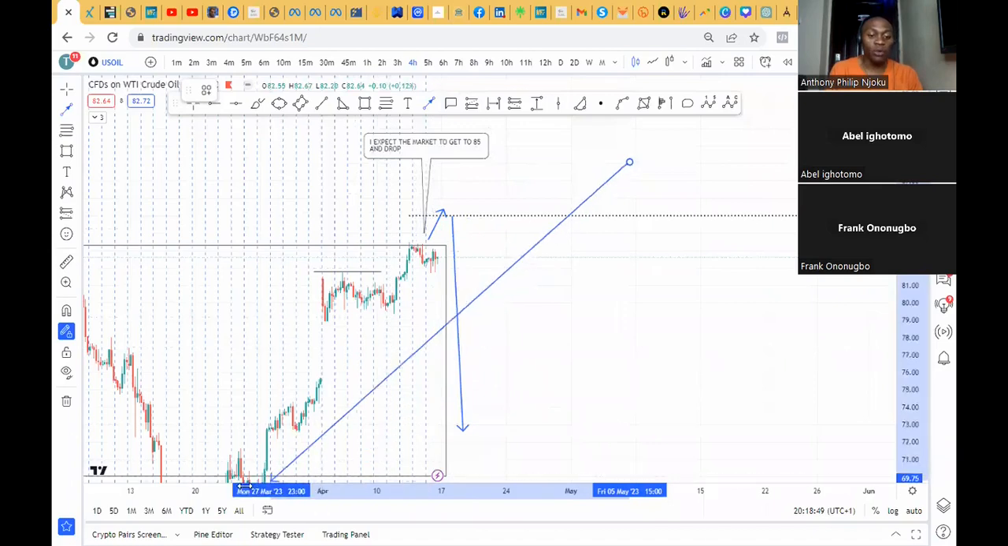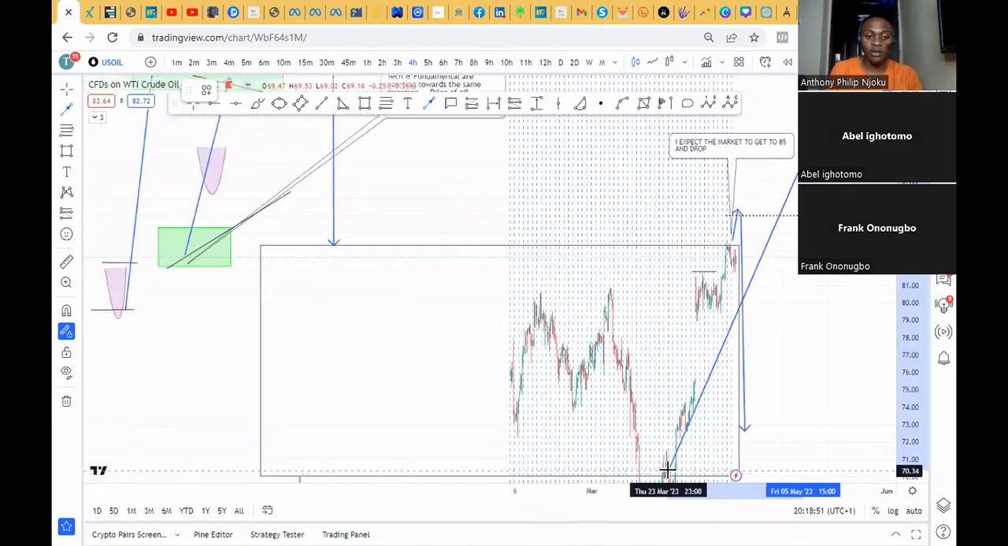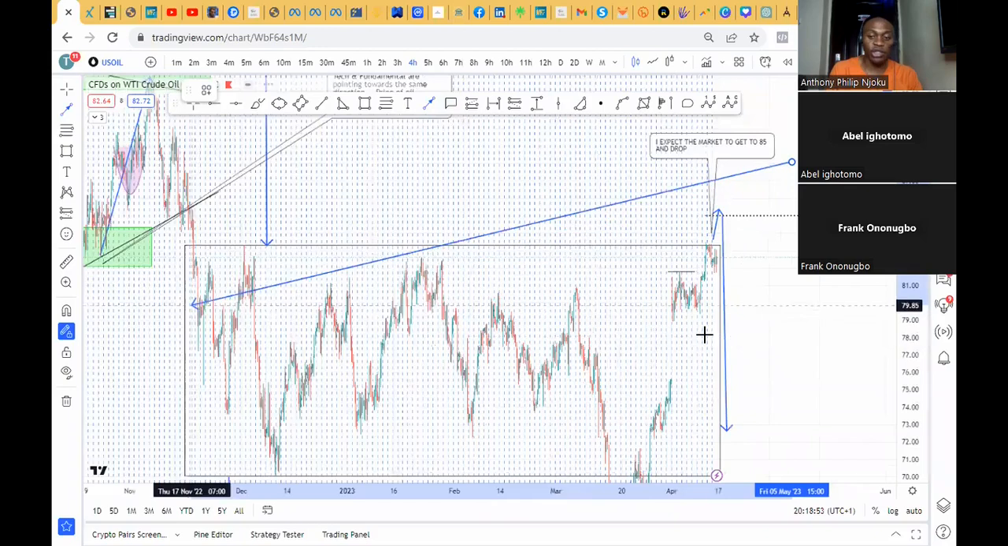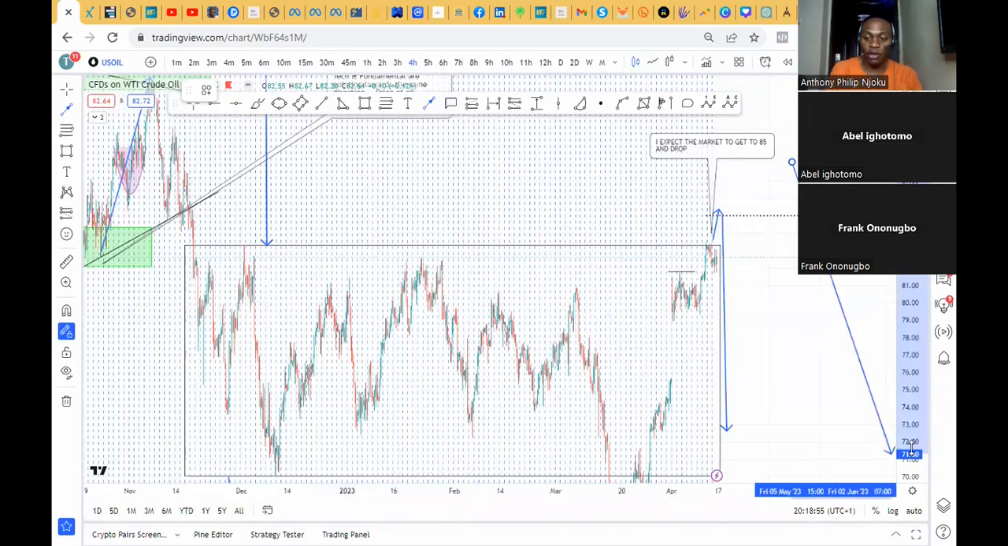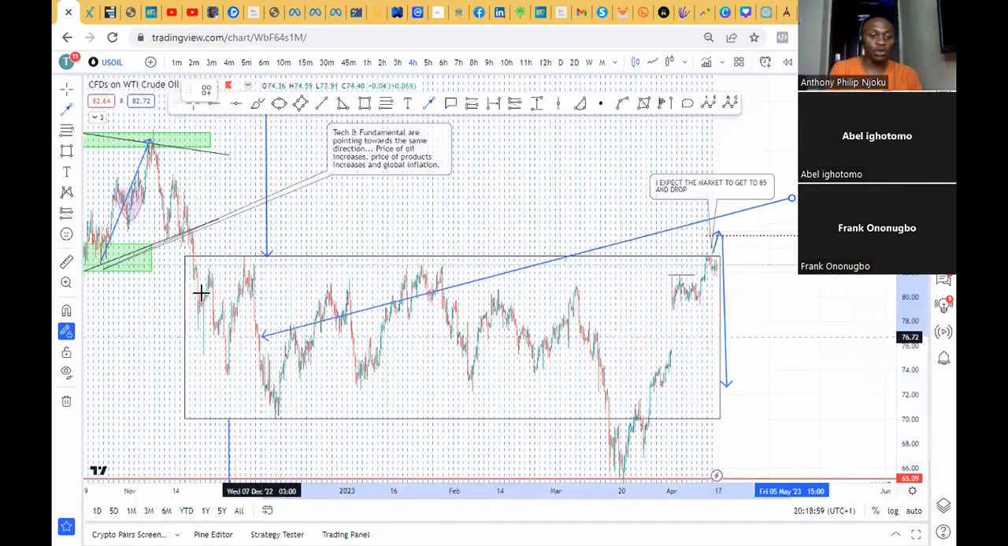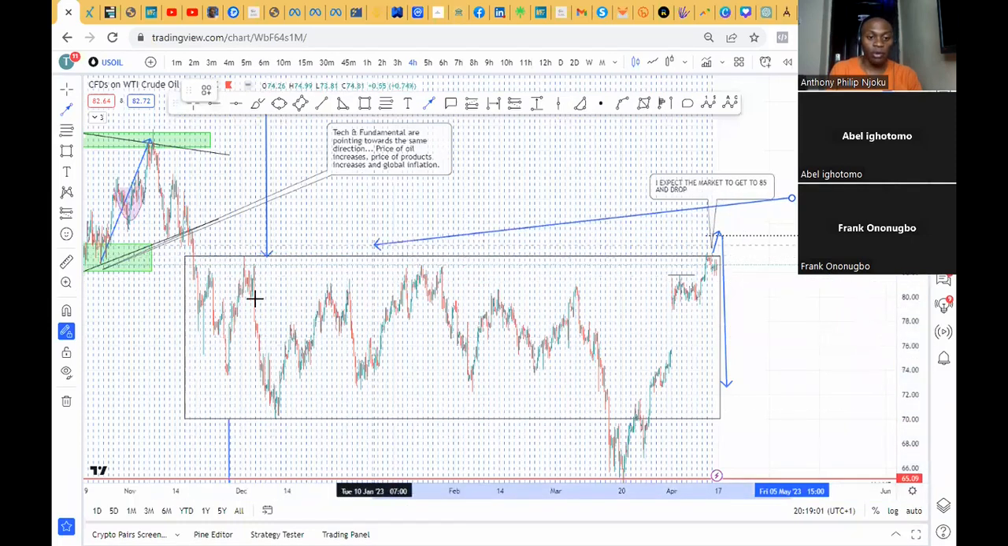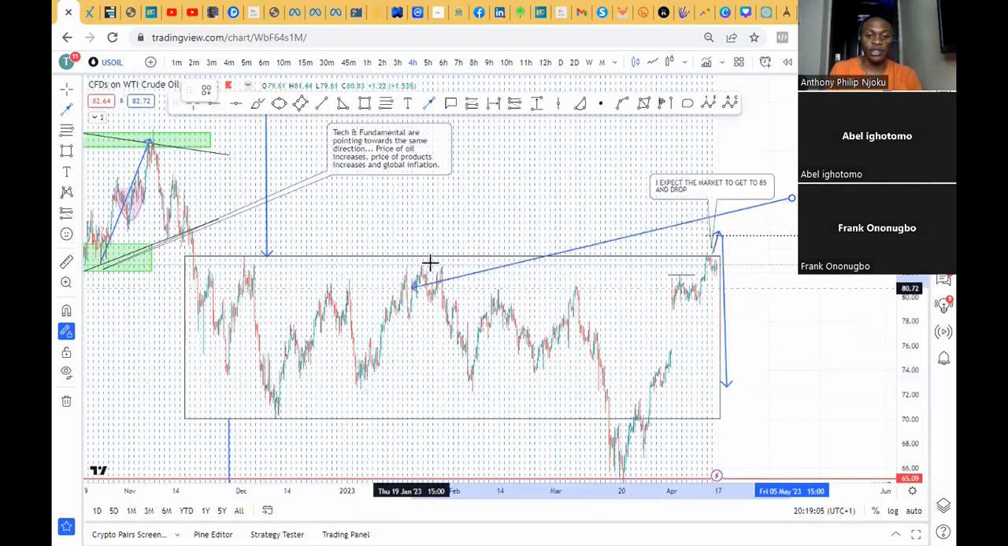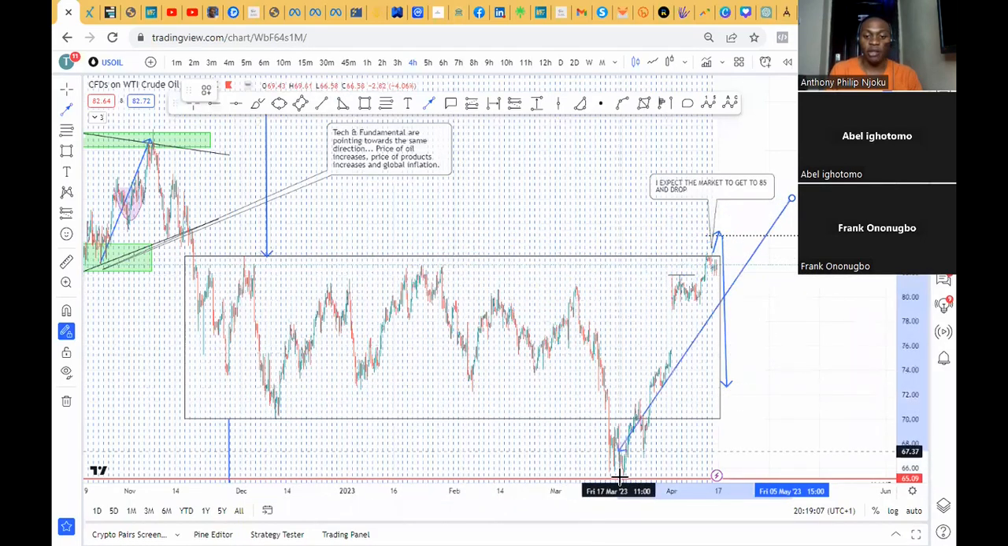If you can look, this range is a range we drew for a very long time. See the top, the bottom. So the market has been ranging here. You see, ranging. It broke to the downside.